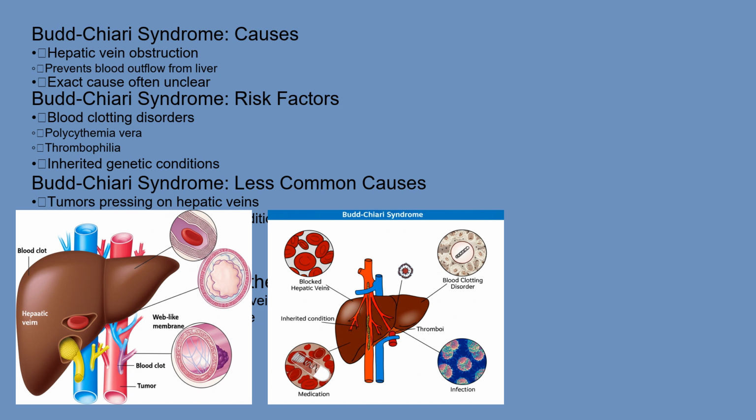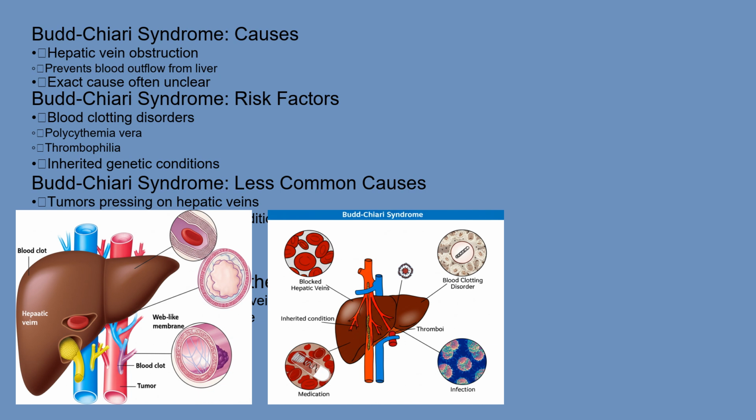These include blood clotting disorders like polycythemia vera and thrombophilia, where the blood has an increased tendency to clot. Certain inherited genetic conditions can also play a role. Other less common causes include tumors pressing on the hepatic veins, infections, inflammatory conditions like Behçet's disease, and even the use of certain medications like oral contraceptives.